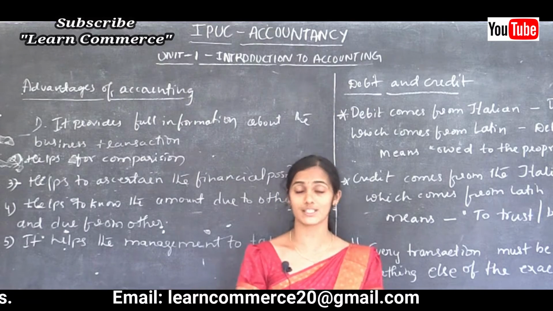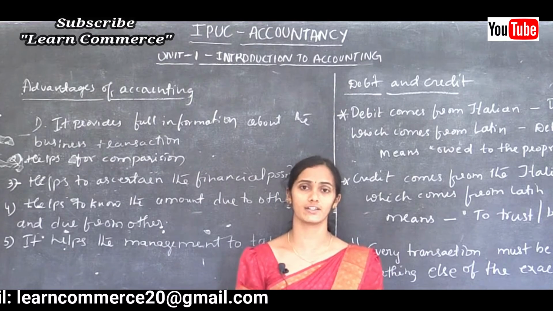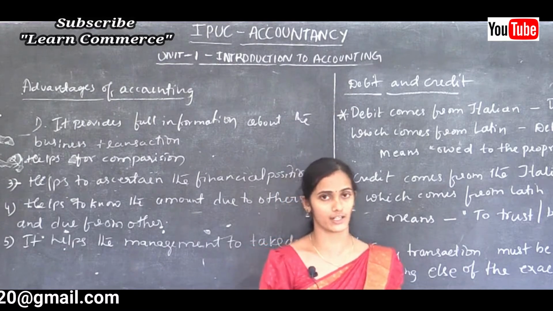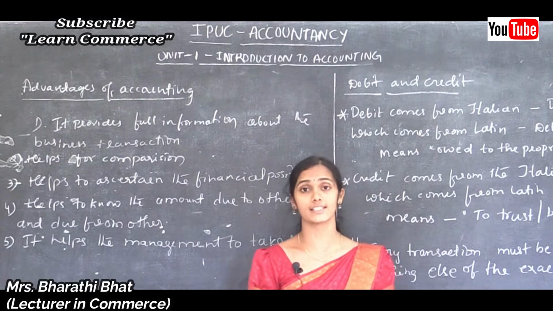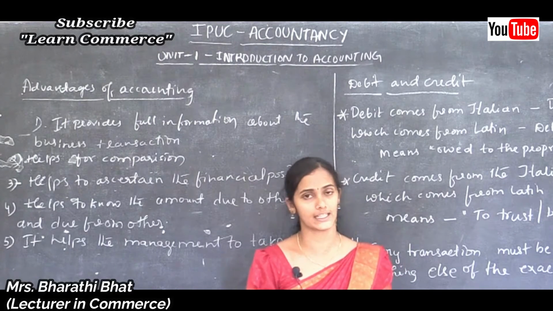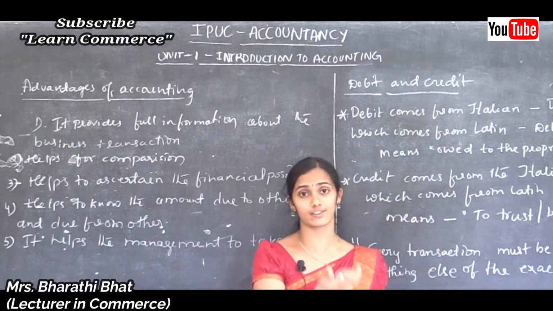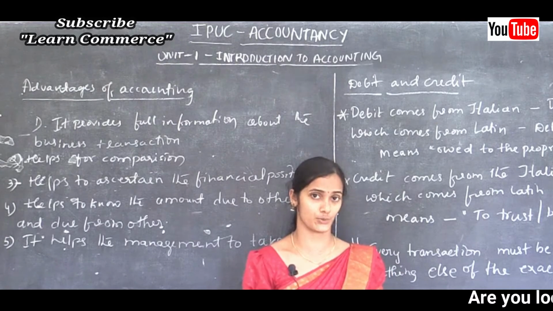Maybe the customers require accounting information about an organization. Suppliers need accounting information of a particular company. Why? To check whether their creditworthiness is good or not.